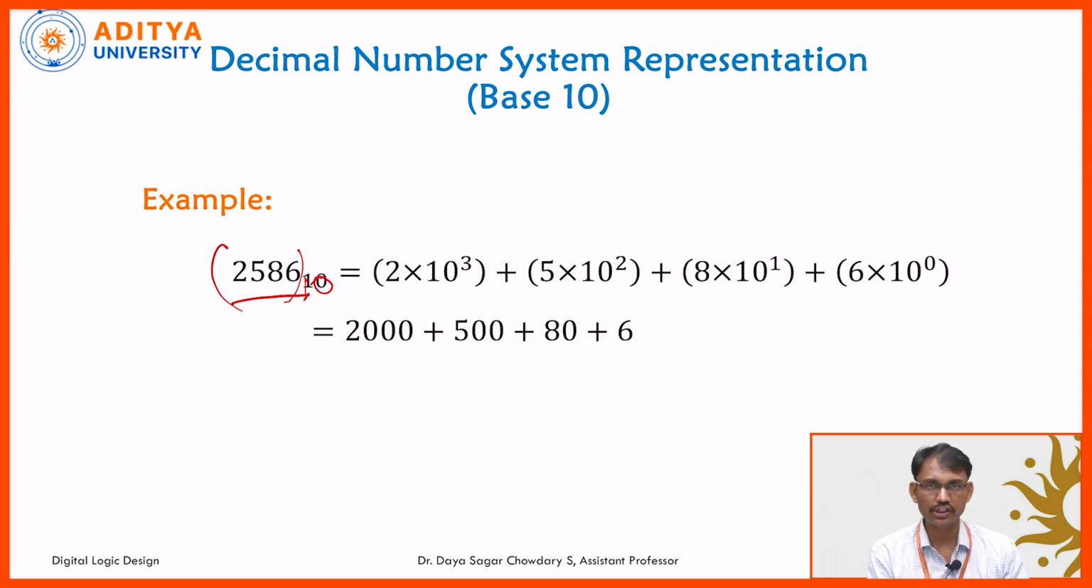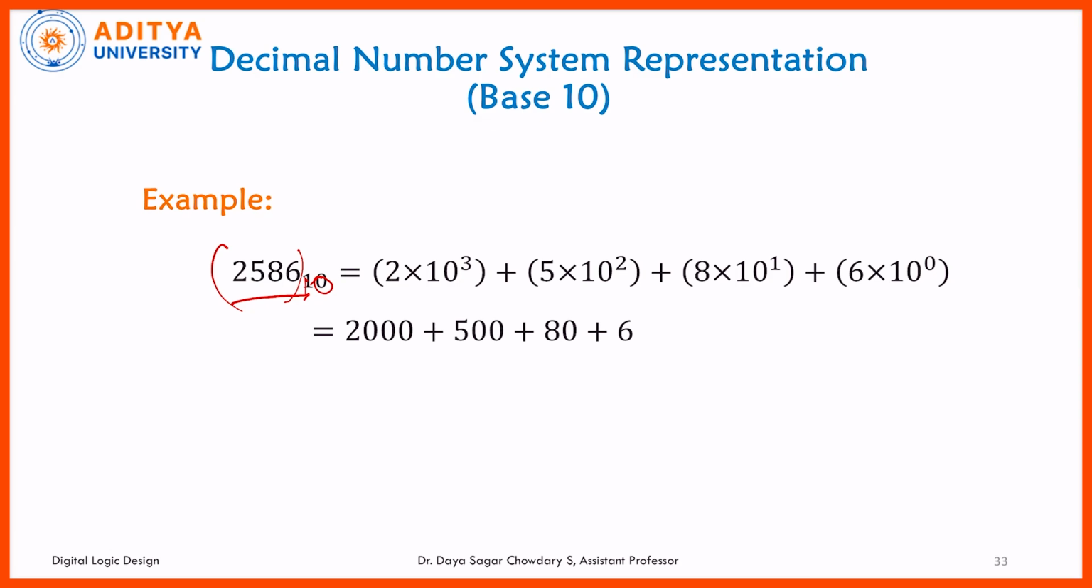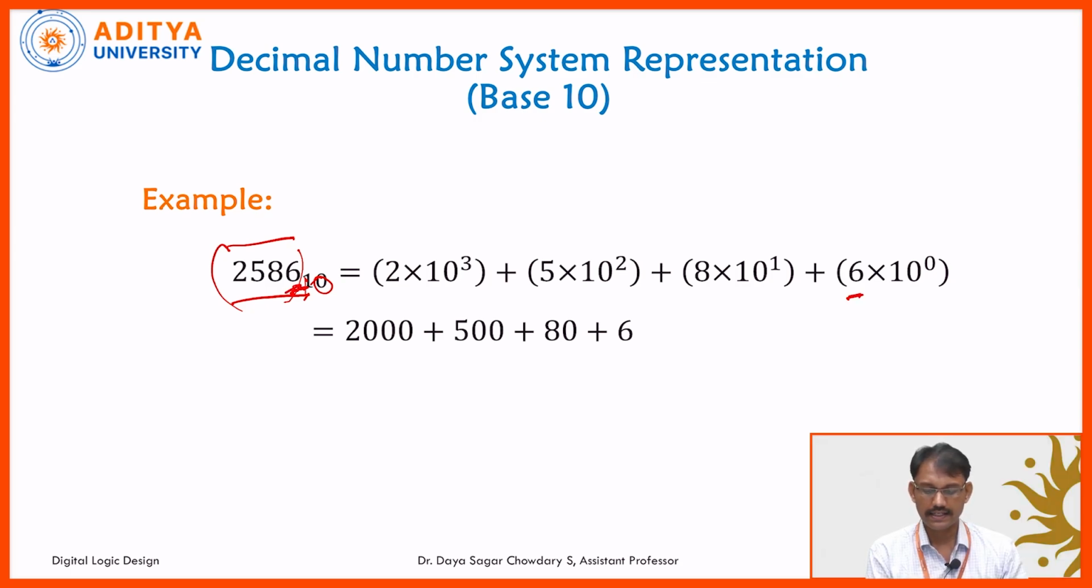Depending on the position of the symbol, the total number is varied. So 6 is in units place. That is why 6 into the base, which is 10, to the power of 0, and plus 8. 8 is in tens position, into 10 to the power of 1. 10 is the base, that is why we simply multiply with the 10 to the powers. And 5 is in 100 position, so 5 into 10 to the power of 2, this is the hundreds position, and 2 is in thousands position, that is 10 to the power of 3. That means 2 into 10 cube, which is nothing but 1000.